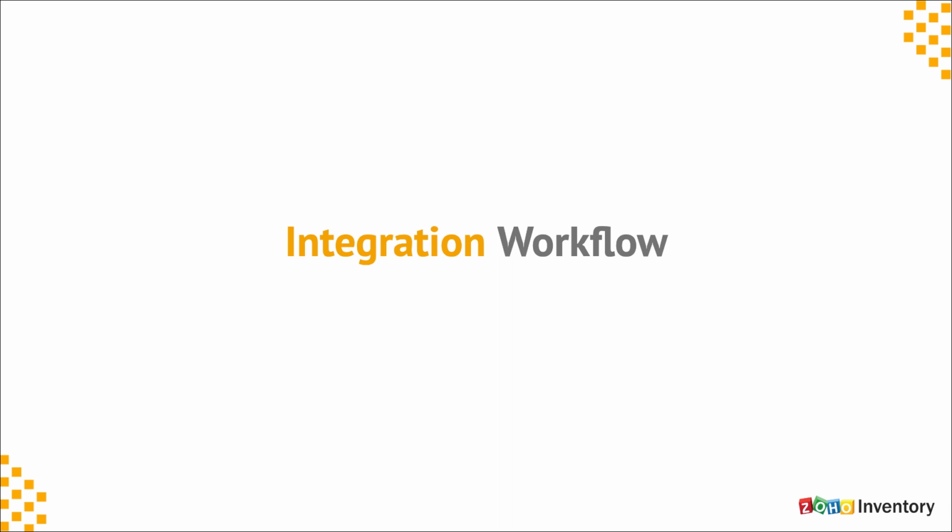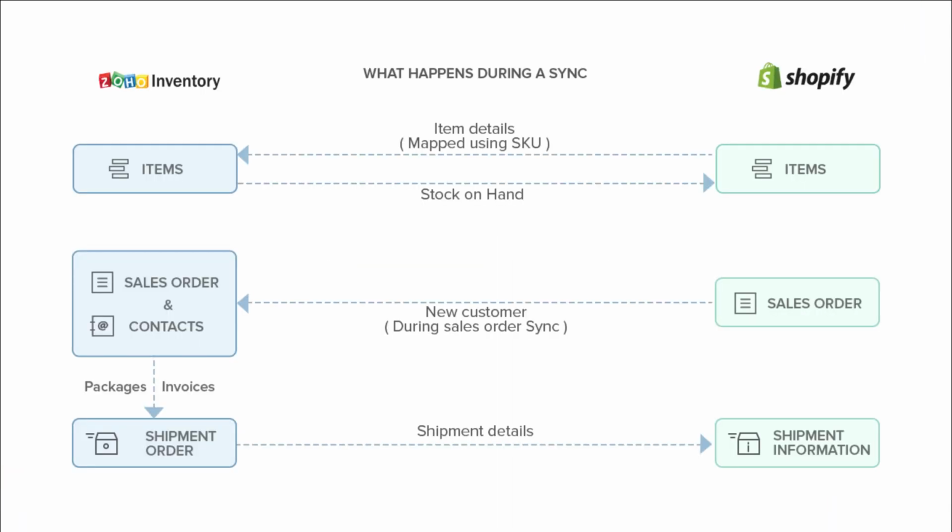Cool, so let's see how this works. An integration between Shopify and Zoho Inventory is a two-way street. New customers who buy your products on Shopify for the first time will get added to Zoho Inventory, and then the integrated system will start collecting all their orders.